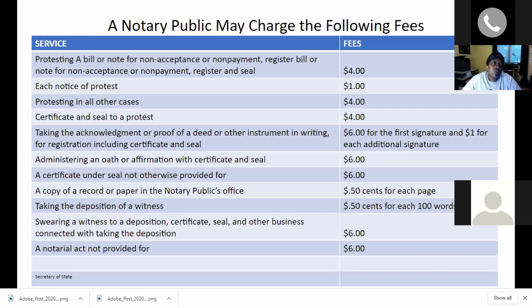When it says the first signature, that means your signature, for instance. And when it's talking about additional signature, let's say it would be your daughter. That would be an additional signature. Okay, thanks.